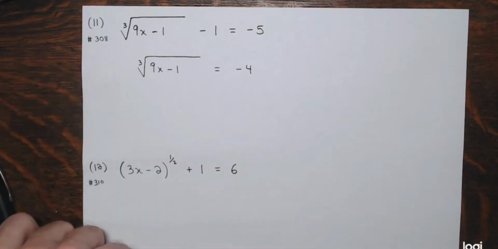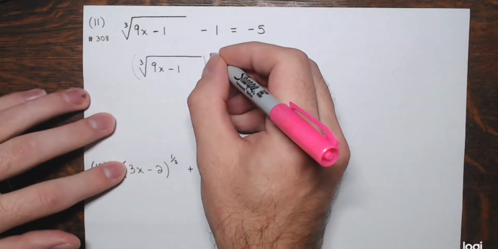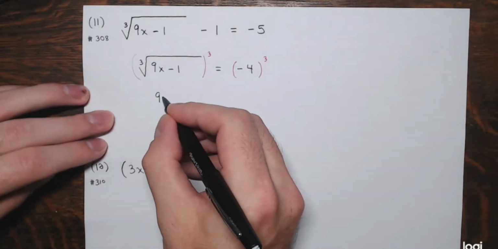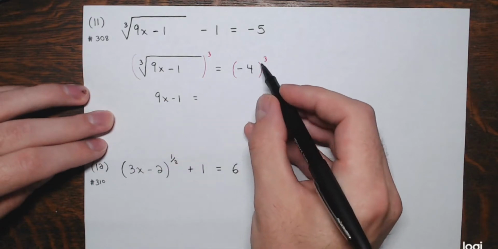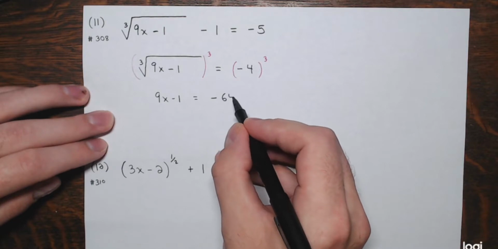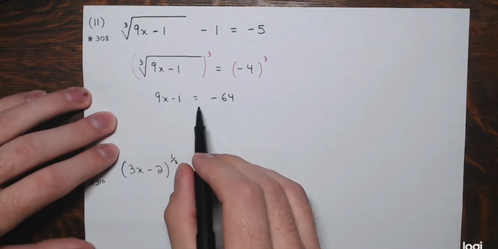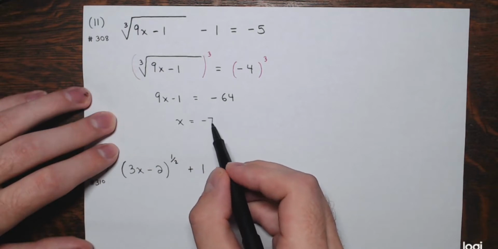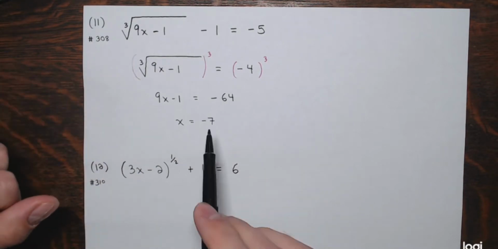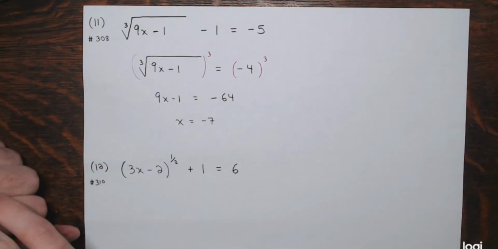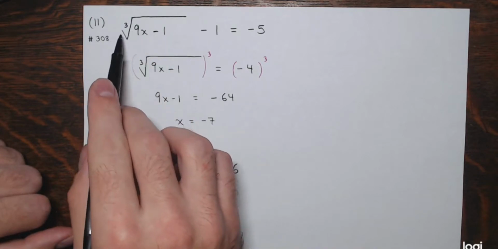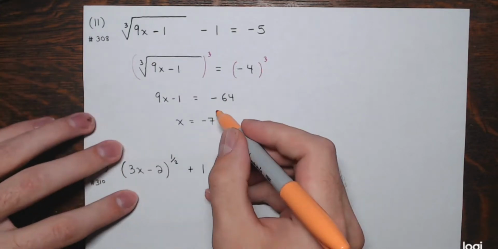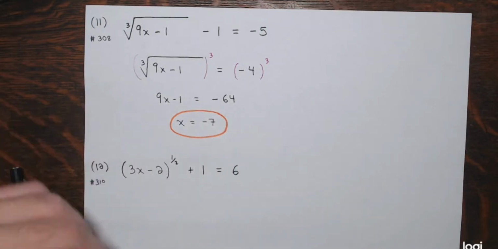Now I'm going to raise both sides to the third power to undo the cube root. And that leaves me with 9x minus 1 on the left. And then negative 4 to the third power would be negative 64. Then we add 1 to get negative 63. Divide by 9, x would be negative 7. And then don't forget to check it. Well, 9 times negative 7 would be negative 63, and then minus 1 would be negative 64. The cube root of negative 64 would be negative 4, minus 1 would be negative 5. You'd have negative 5 equals negative 5. This works. Wonderful.